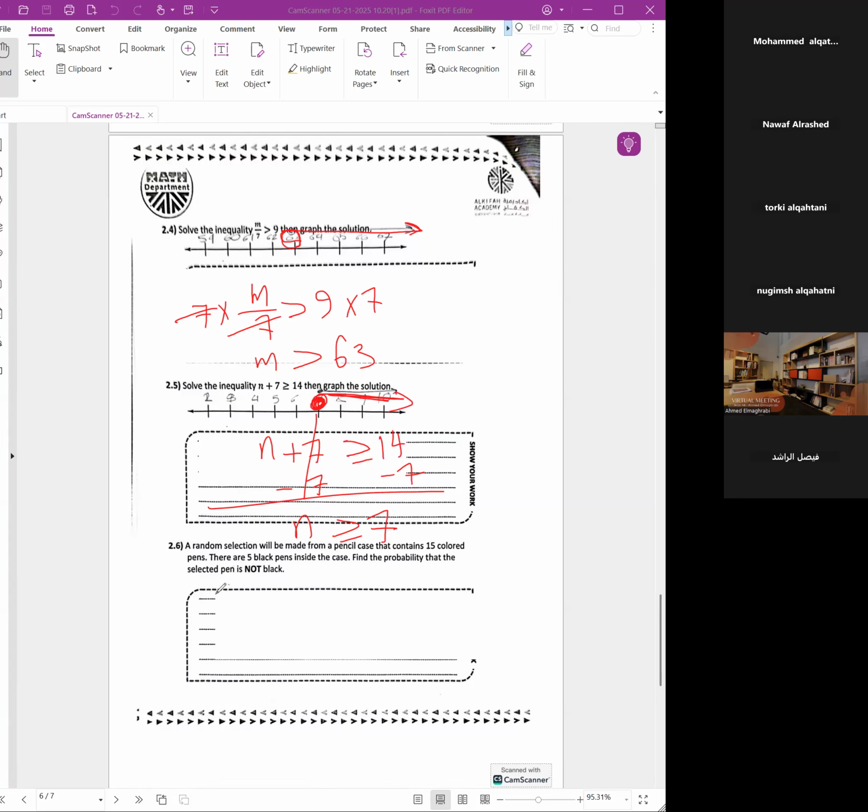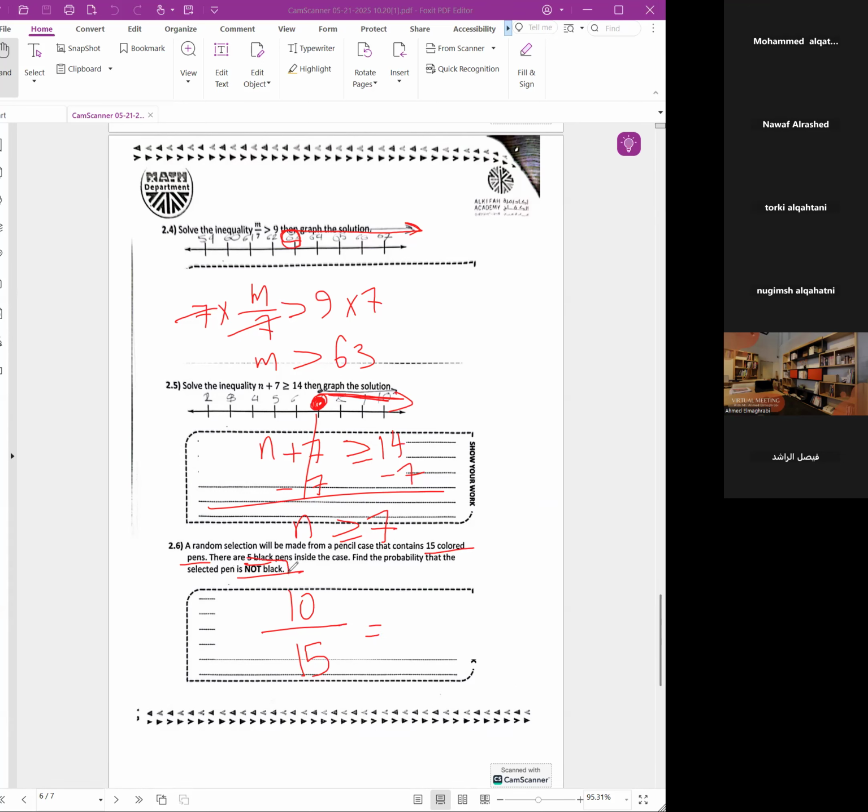A random selection will be made from a pencil case that contains 15 colored pens. There are 5 black, so the total number of pens in the pencil case is 15. How many are not black? We have 5 black, so not black is 10. So it will be 10 out of 15.